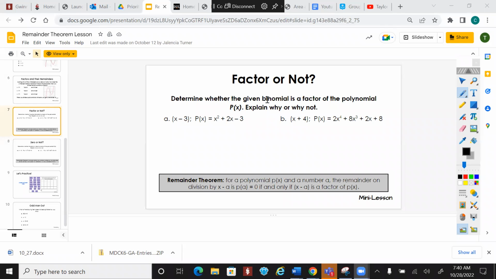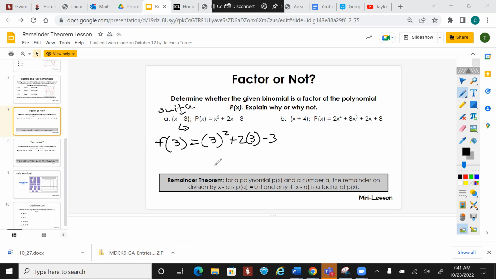Determine when the given binomial is a factor of the polynomial. There are a couple different ways you can do this. You can divide by x minus 3. But you can also switch the sign of this one and plug it into this function. So this will be +3. So f of 3 equals 3 squared plus 2 times 3 minus 3. So I switched the sign and plugged in.